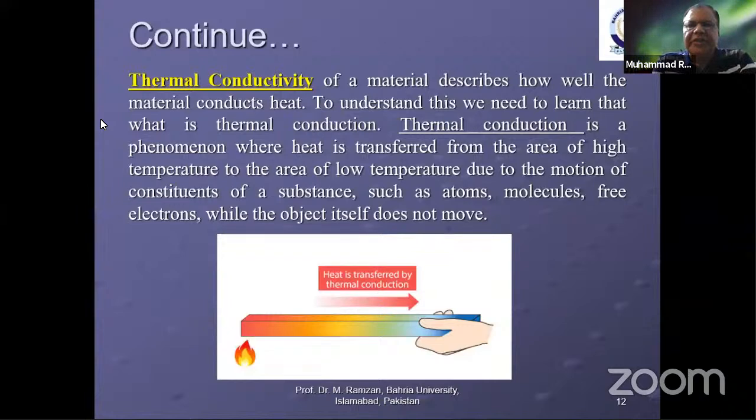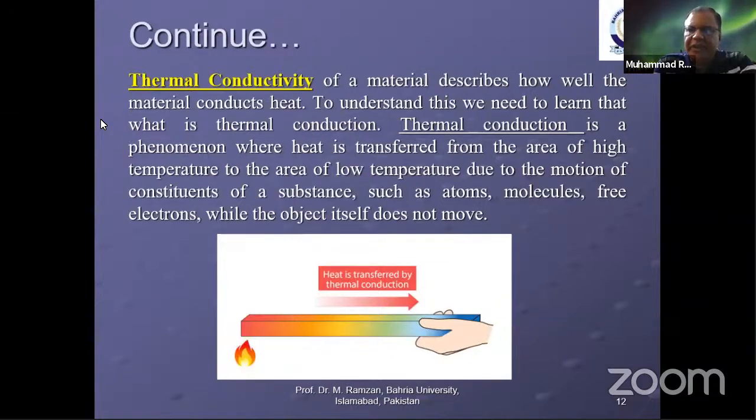Now coming to the thermal conductivity. Thermal conductivity of a material describes how well the material conducts heat. To understand this, we need to learn what thermal conduction is. Thermal conduction is the phenomenon where heat is transferred from the area of high temperature to the area of low temperature with the motion of the constituents of a substance, such as atoms, molecules, free electrons, while the object itself does not move. The thermal conductivity is the ability of a material to conduct heat.